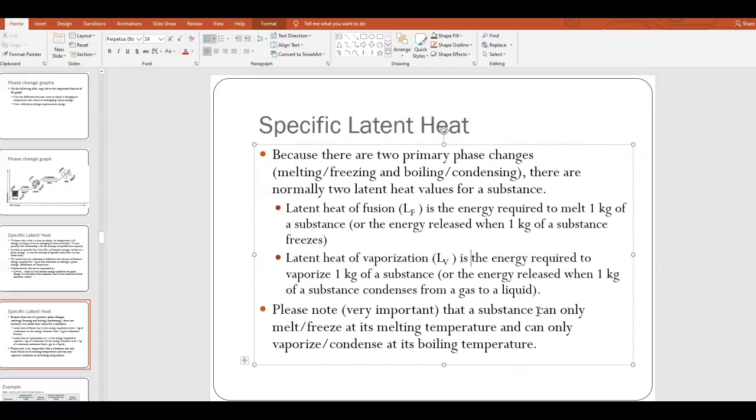Also keep in mind that a substance can only melt or freeze at its melting temperature and can only vaporize or condense at its boiling temperature. So in other words, if you take a piece of ice at, let's say, negative 100 degrees and you add heat to it, the first thing that's going to happen is it's going to have a temperature change. You cannot immediately melt ice at negative 100 degrees Celsius because ice does not melt at that temperature. Okay, so first you would have to add heat to get the object to its melting point, and then you would have to phase change.